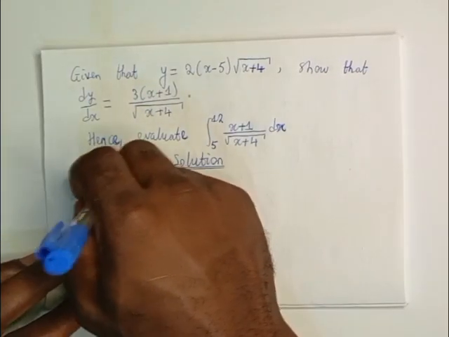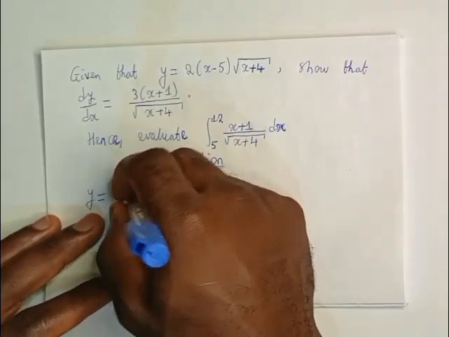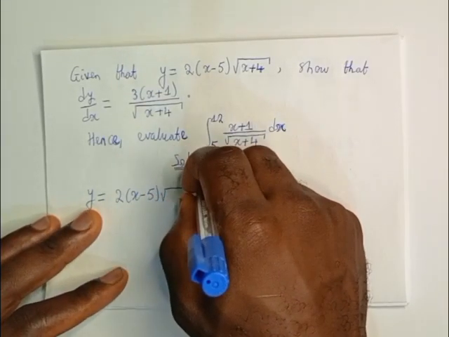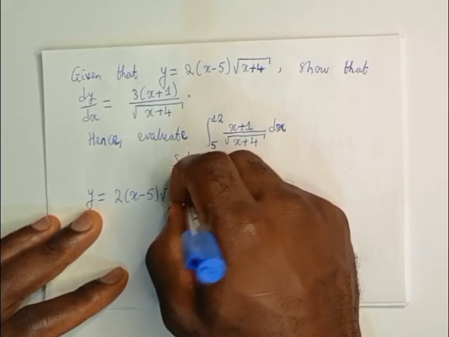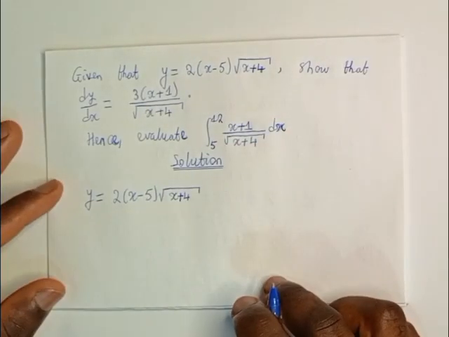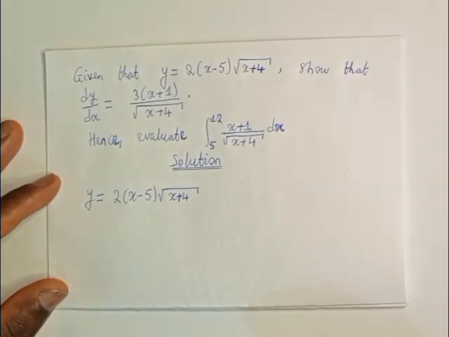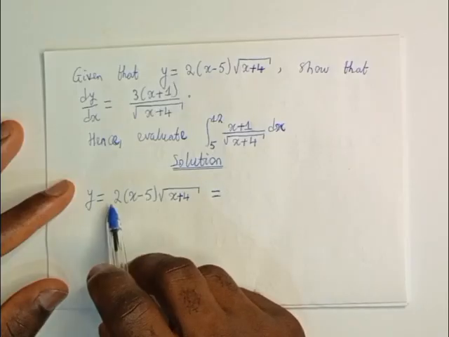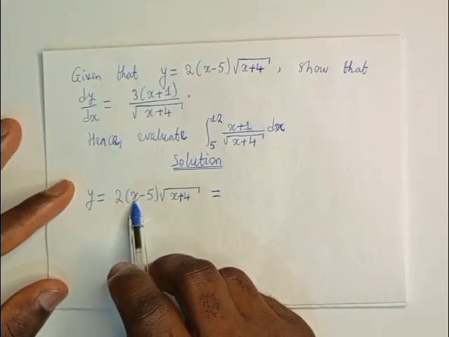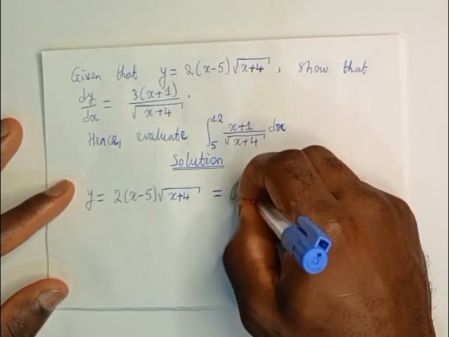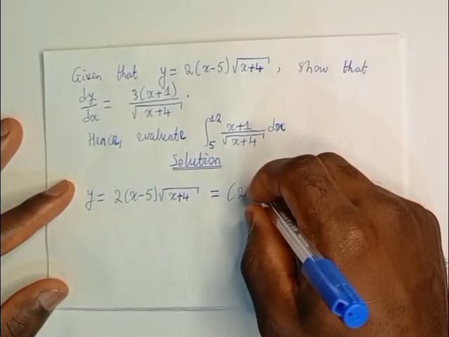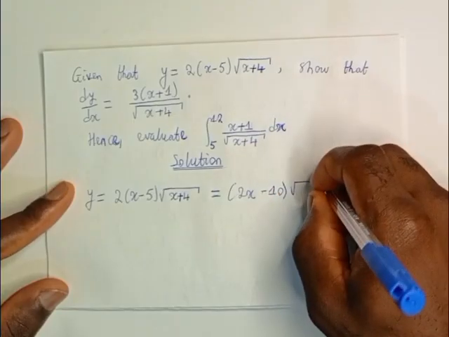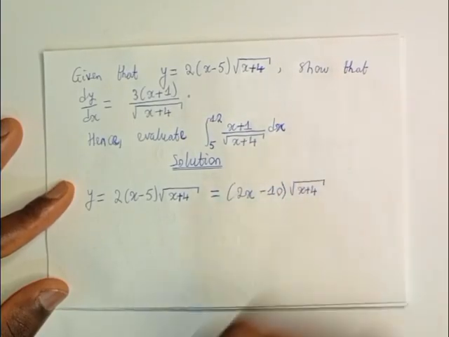We have y equal to 2 times x minus 5 times the square root of x plus 4. We have to find dy on dx. We can express this as, if we take 2 times x, it gives us 2x. 2 times negative 5 gives us negative 10. We then have 2 times the square root of x plus 4.